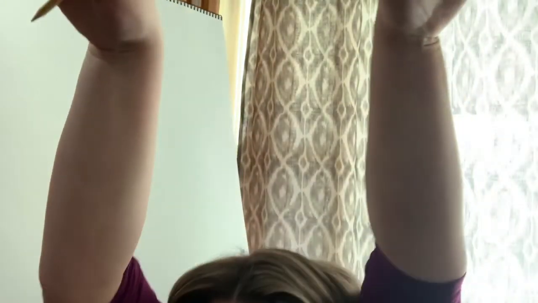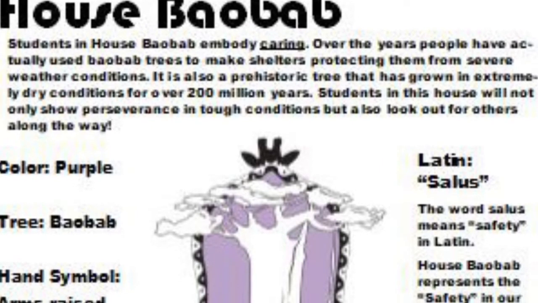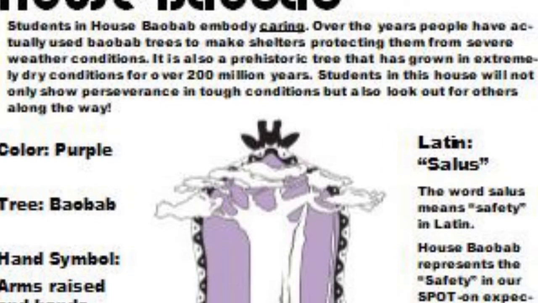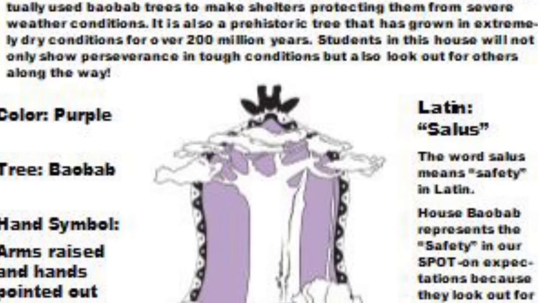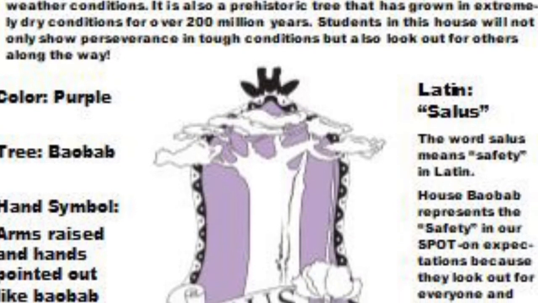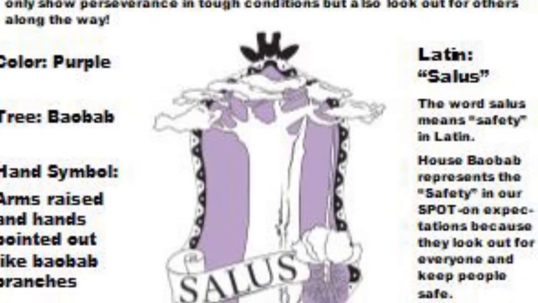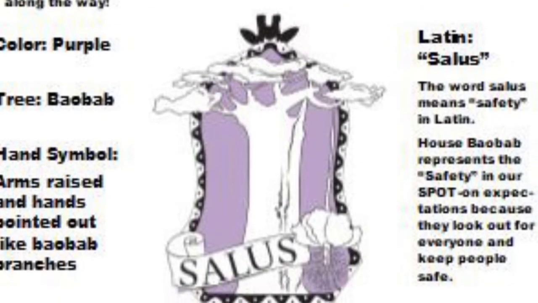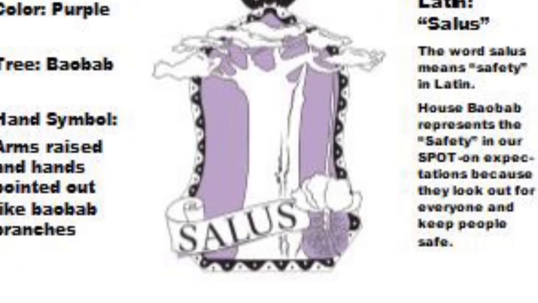Okay, House Baobab. Their house symbol is like this, but their arms are raised up real high. Can you see that? Yep. Students in House Baobab embody caring. Over the years, people have actually used baobab trees to make shelters, protecting them from severe weather conditions. It's also a prehistoric tree that's grown in extremely dry conditions for over 200 million years. Students in this house will not only show perseverance in tough conditions, but also look out for others along the way.